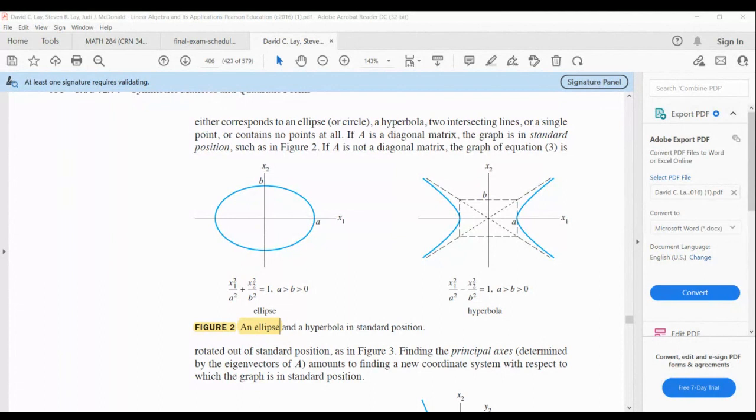An ellipse in standard form has x-intercepts at plus or minus A and y-intercepts at plus or minus B. The standard form is given there: x1 squared over A squared plus x2 squared over B squared equals 1. You recall that. If A and B equal 1, you have a circle. So that was an ellipse.